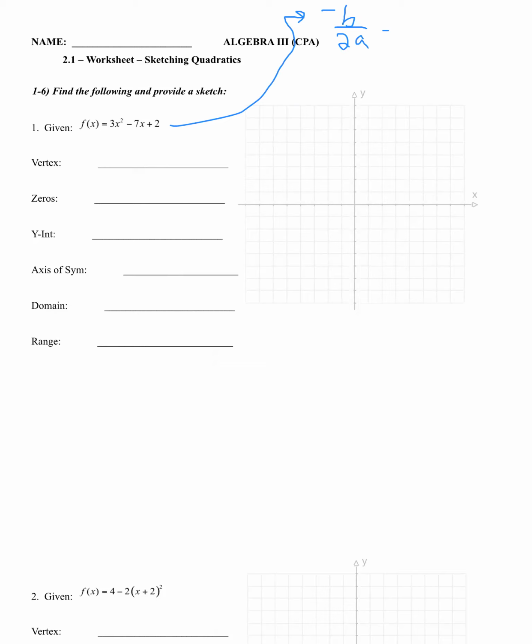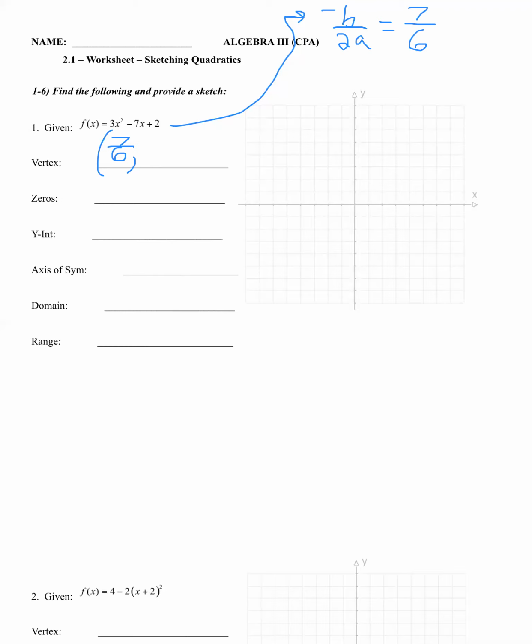Okay, negative b over 2a. So in this case, b is -7, right? So negative 7 is now positive 7 over 2 times a would get me 6. So I know the vertex is going to be at 7/6, comma something. So now I just have to take 7/6 and plug it back in and see what I get out.